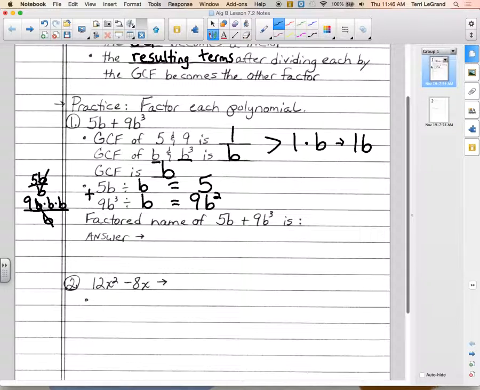So now, remember there's a plus. 5 plus 9b squared. That's our other factor. So we have the GCF and we have this. We have our GCF written first, and our other factor gets put in parentheses behind it.